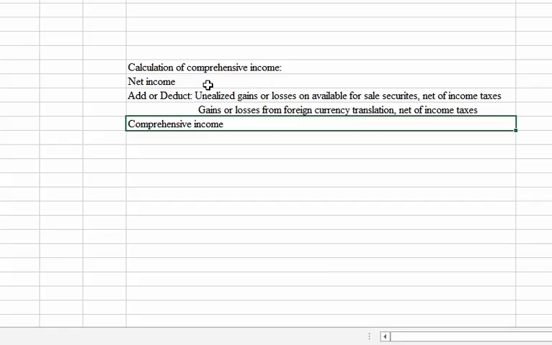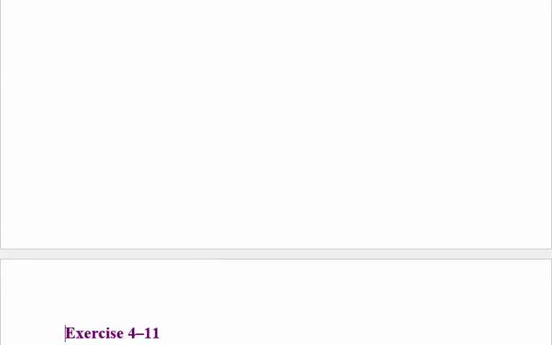Okay, so we'll come back to our Excel spreadsheet to do some calculations in a second, but let's look at the problem itself. Again, that's exercise 4-11, and we'll read through it here. The consulting group reported net income of $1,354,000 for its fiscal year ended December 31st, 2016. Okay, so there's our starting point.